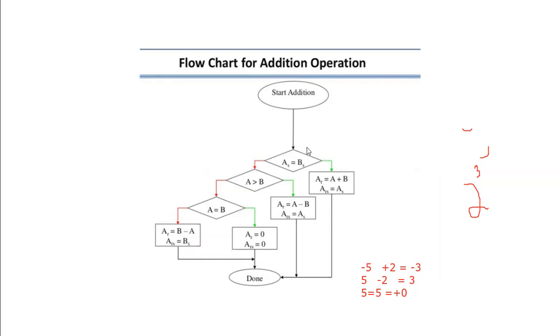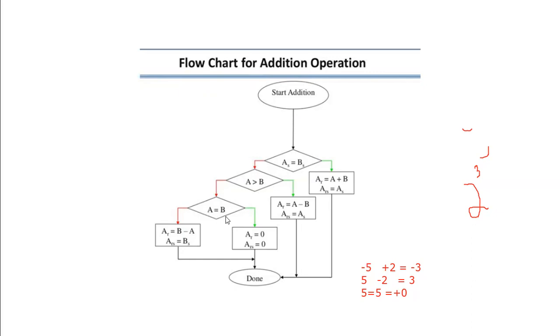If both are different, in which case you have to check whether A is greater than B. If true, then do A minus B and replace the leftmost bit with the sign of A. Then if it is no, we have to check whether A is equal to B. In which case, if both are equal, then the result will be 0 and replace the sign bit of the result also with 0. That is positive. It must be a positive one.